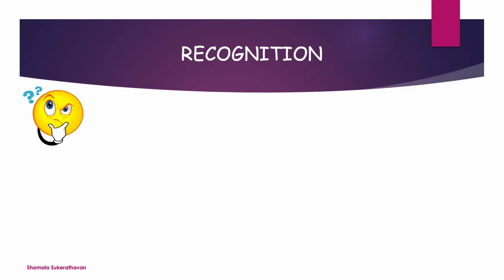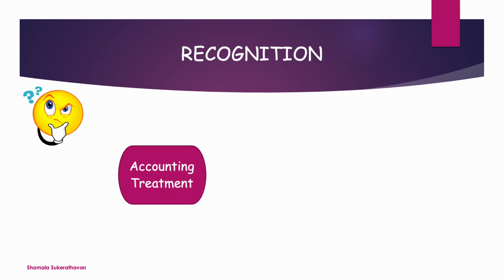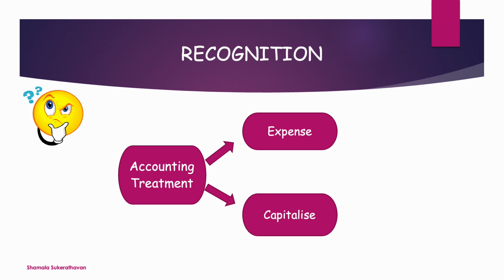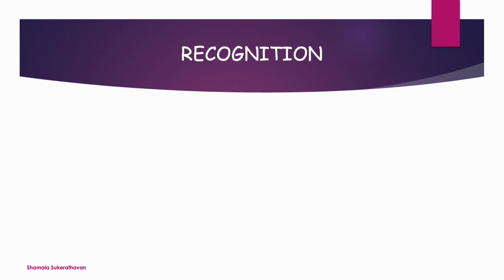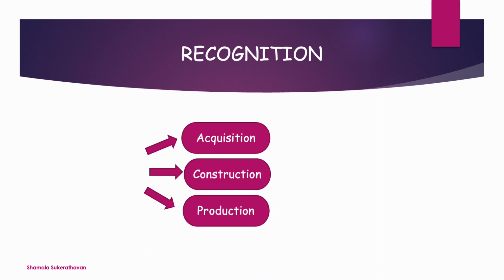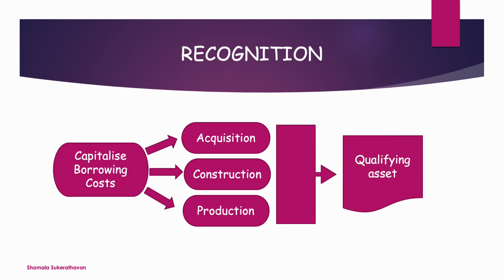Question: how should an entity recognize borrowing cost? There are two possible accounting treatments. That is, to recognize the borrowing cost as an expense in the profit or loss, or the other possibility is to capitalize the amount. IAS 23 stipulates borrowing costs directly attributable to the acquisition, construction, or production of a qualifying asset should be capitalized as part of the cost of the asset. Note: directly attributable are those borrowing costs that would have been avoided if the expenditure on the qualifying asset had not been made. Thus, all other borrowing costs that do not meet this condition should be recognized as an expense in the period it is incurred.